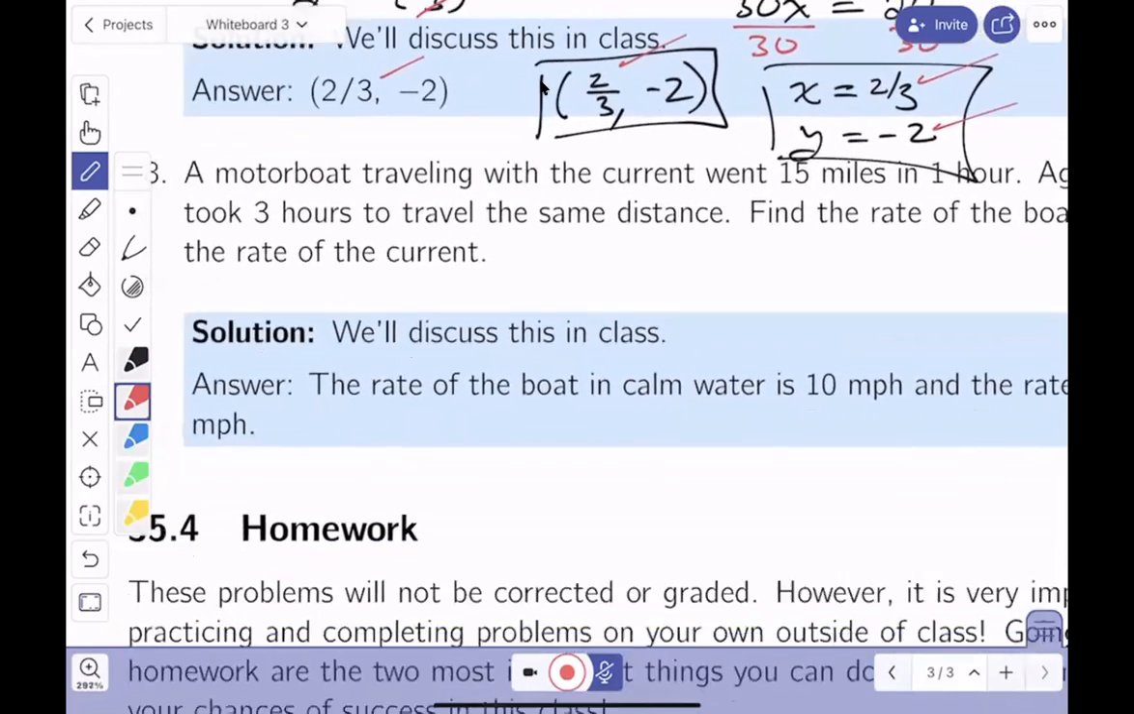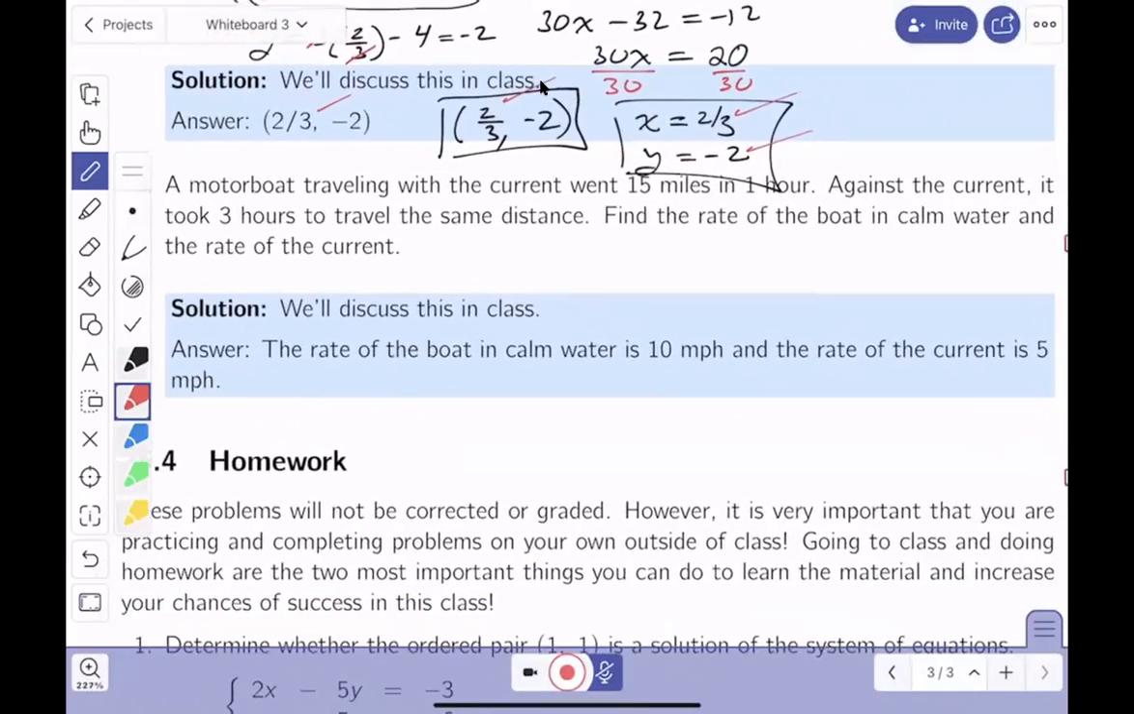All right. I'm going to go to number 8. And number 8 says motorboat problem. All right.